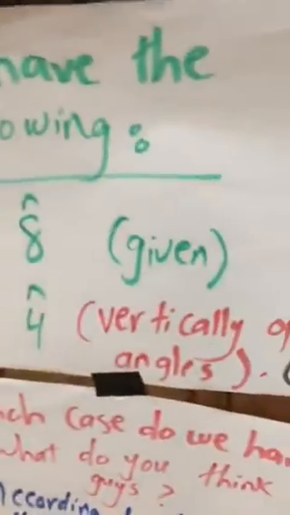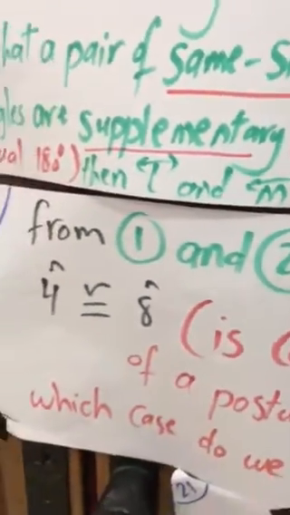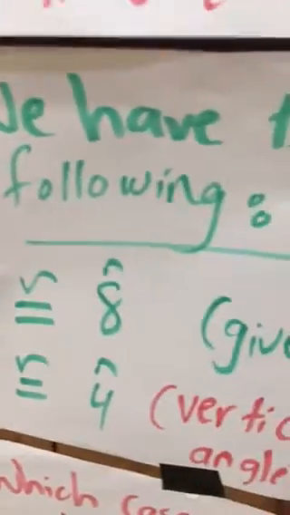Now, we talked about this before. They are vertically opposite angles. Excellent, guys, it's written: vertically opposite angles. So we have number 1, as you see, and we have number 2. From 1 and 2, we can conclude that because 1 and 1 is the same angle, 4 and 8 are congruent. But he's asking, which case do we have?